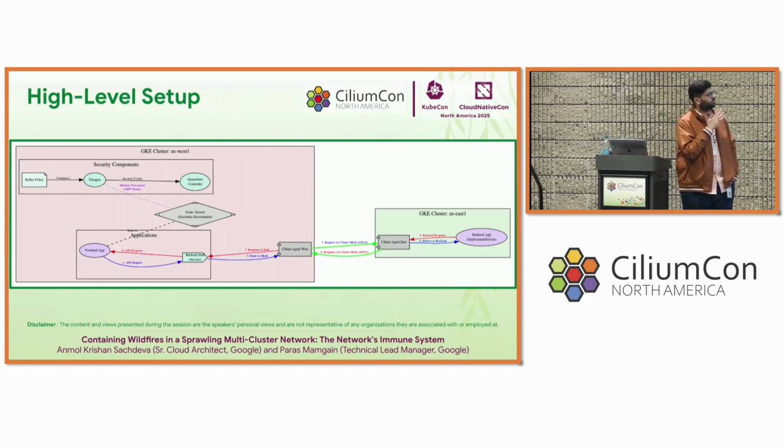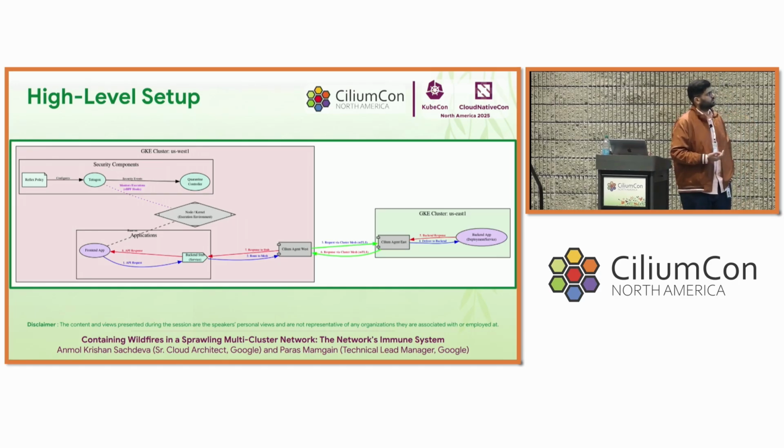So we have two clusters. It's a bit small, I'll read it out. On the left-hand side, you have a cluster which is in the US West region, and on the right-hand side, you have a cluster which is in the US East region. I'll show that live as well when I go to the terminal after this. Both of them are connected using Cilium Cluster Mesh, and we have made sure that the certificate authority is the same for both clusters so that they can have trust among themselves.